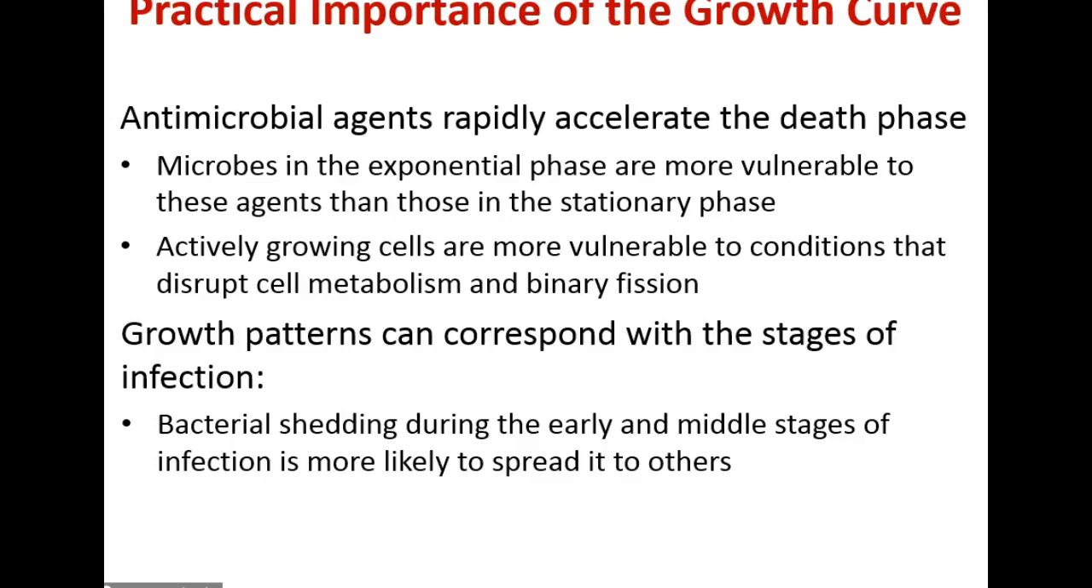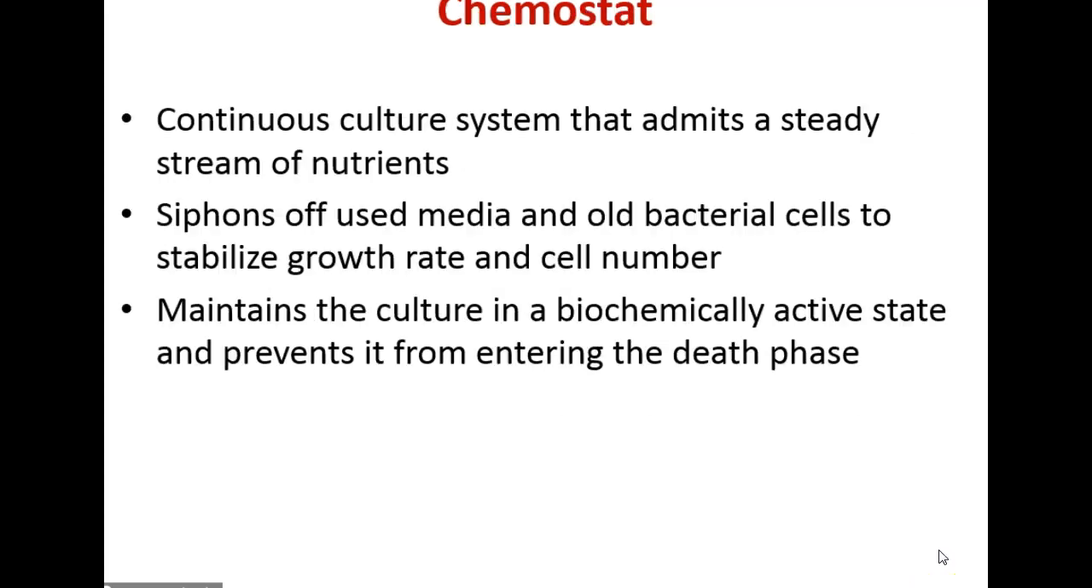So the practical importance of the growth curve: antimicrobial agents rapidly accelerate the death phase. Microbes in the exponential phase are more vulnerable to these agents than those in the stationary phase. Actively growing cells are more vulnerable to conditions that disrupt cell metabolism and binary fission. Growth patterns can correspond with the stages of an infection. Bacterial shedding during the early and middle stages of infection is more likely to spread it to others.